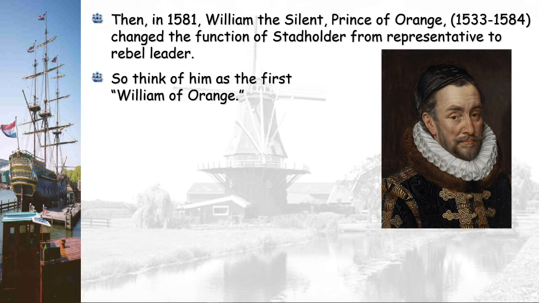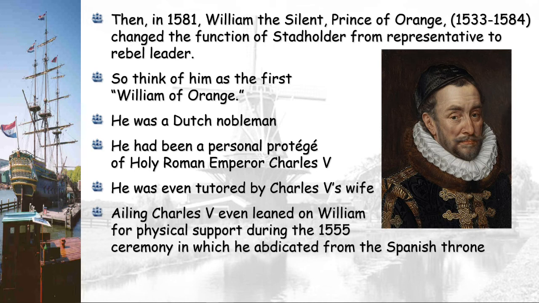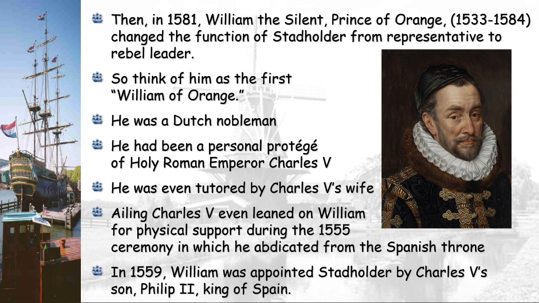Because it wasn't until 100 years later that William of Orange, as in William and Mary, would become the king and queen of England. He was a Dutch nobleman, and he had been a personal protege of Holy Roman Emperor Charles V. He was even tutored by Charles V's wife. Ailing Charles V even leaned on William for physical support during the 1555 ceremony in which he abdicated from the Spanish throne. The Spanish throne was one of several titles that Charles V held. In 1559, William was appointed stadtholder by Charles V's son, Philip II, King of Spain.